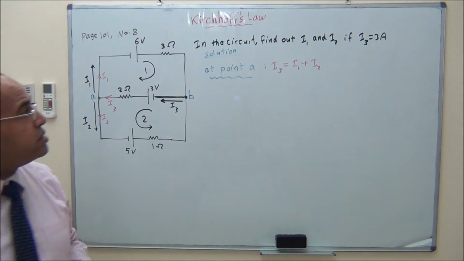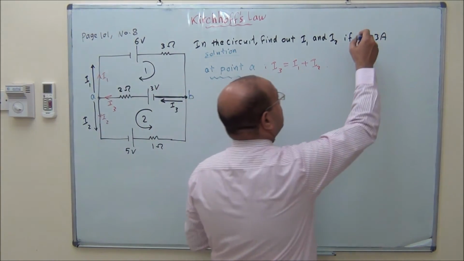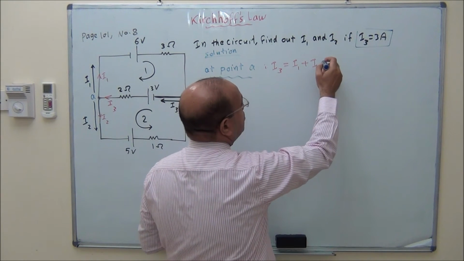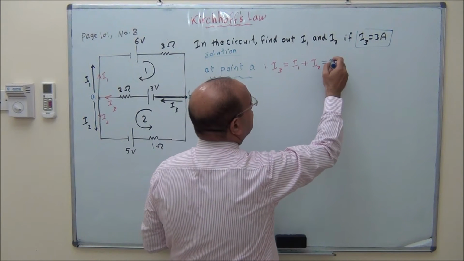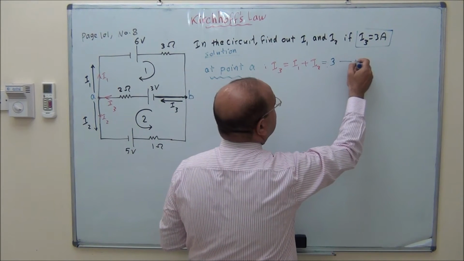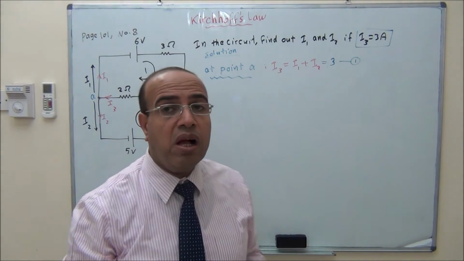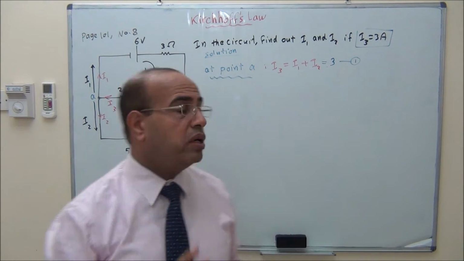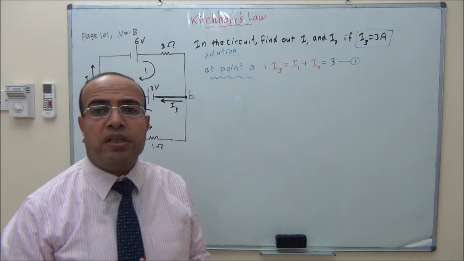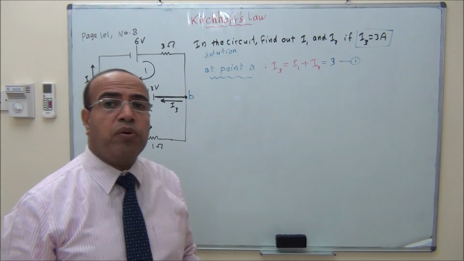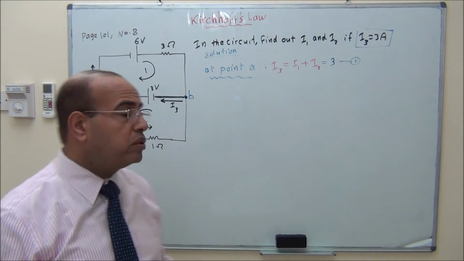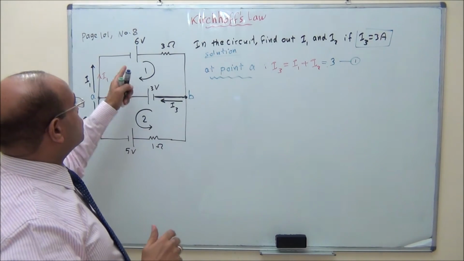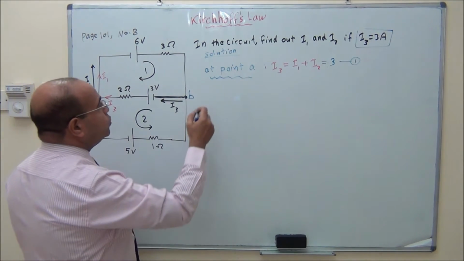But I3 is given, he said I3 is 3 ampere. So I3 equals I1 plus I2 means I1 plus I2 equals 3. Let this be equation number 1. Now we have just 2 unknowns, so we need just 2 equations. This is the first equation, so we need another equation. We can get that equation by applying Kirchhoff's second law in loop 1 or loop 2. So we choose loop 1.